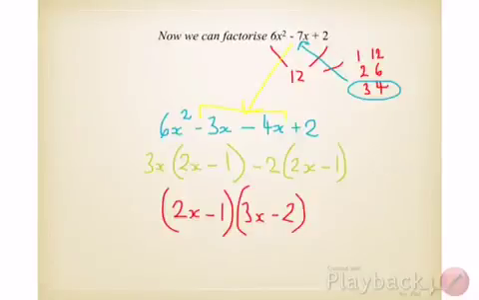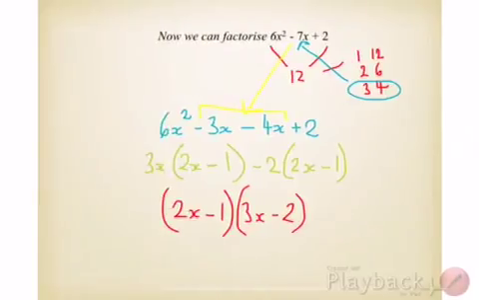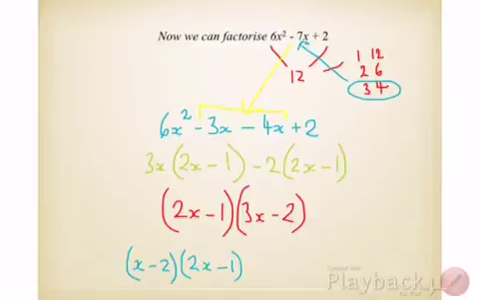Okay, so I now have three factors for my original cubic polynomial. They were x minus 2, which is what we divided in to work out our quadratic, and then our quadratic factorized into 2x minus 1 and 3x minus 2. So I have written it as x minus a, x minus b, and x minus c.